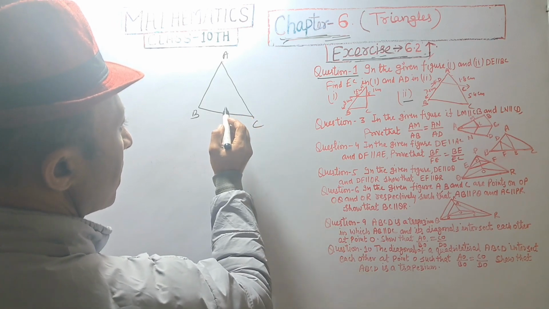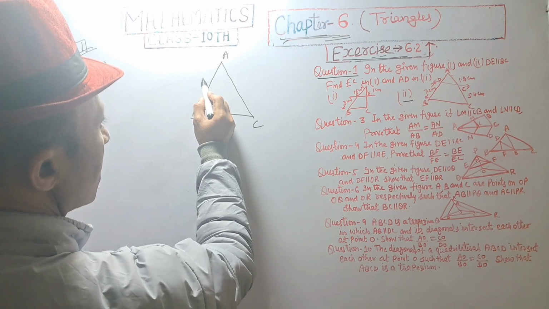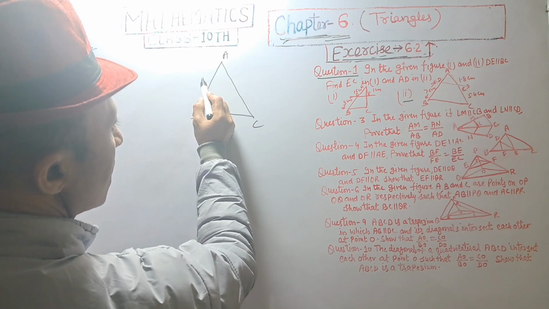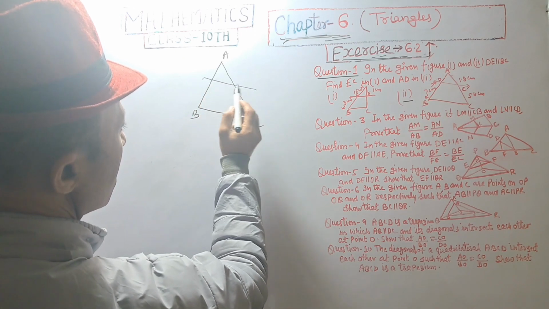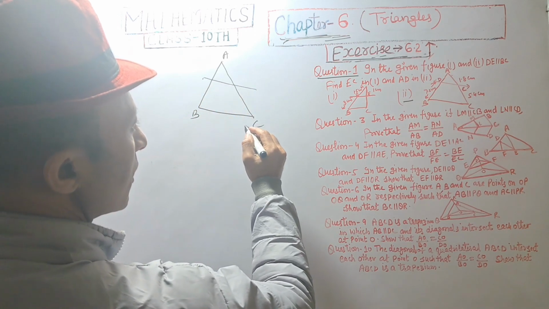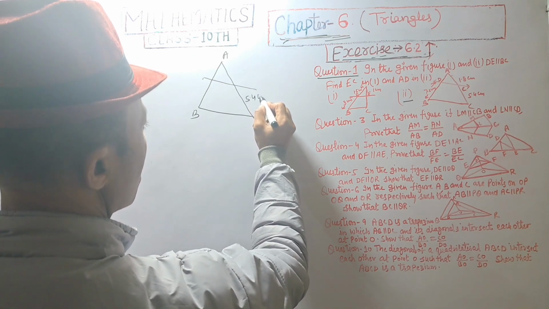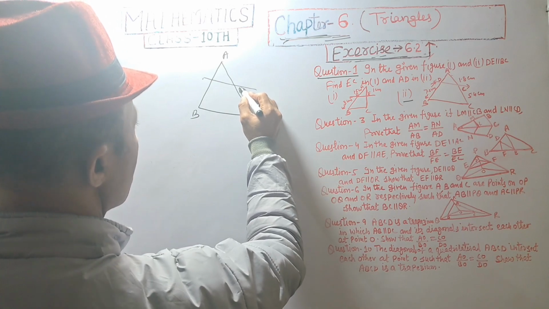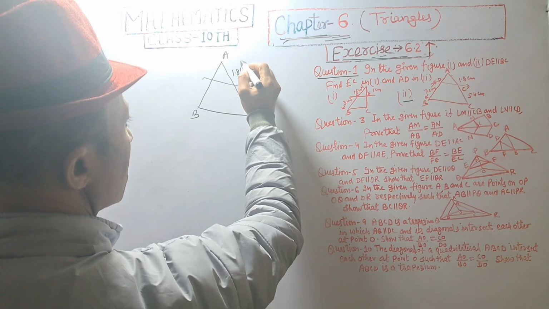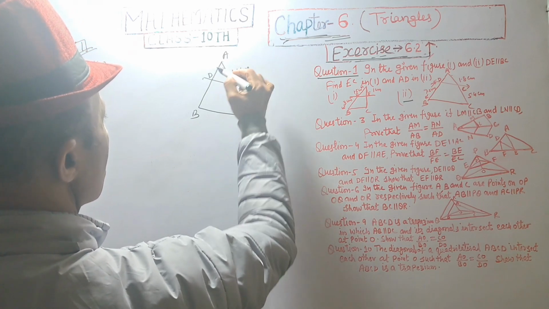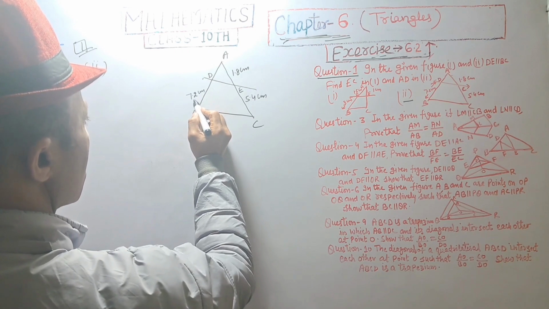Triangle ABC, 5.4 centimeter, 1.8 centimeter, 7.2 centimeter.